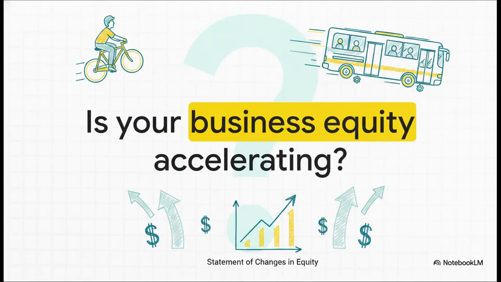We've covered the vehicles, and we've covered the exact math used to calculate their fuel. So I'll leave you with this question. What vehicle is your business driving right now, and is your equity accelerating? Are you cruising on a solo bicycle, or are you building a massive corporate bus? Go run your own statement of changes in equity and see if the math actually proves your wealth is growing.